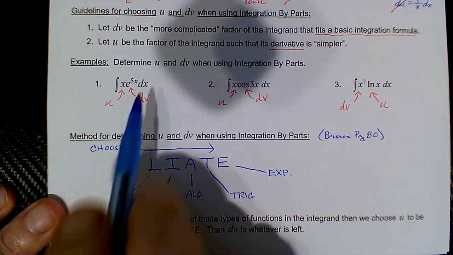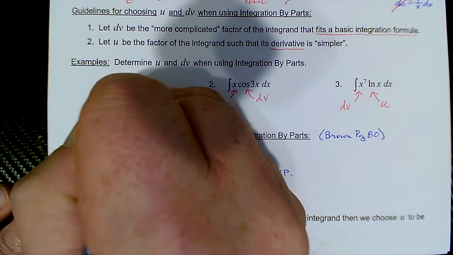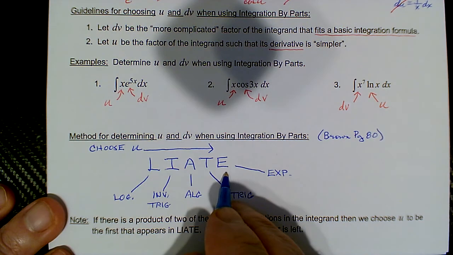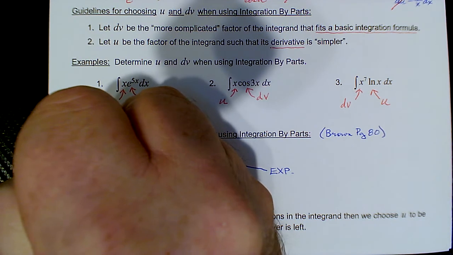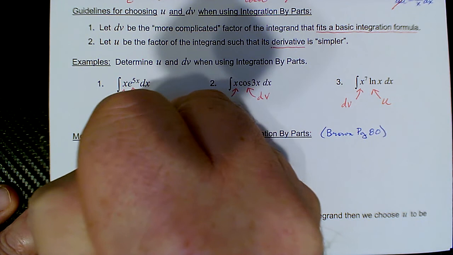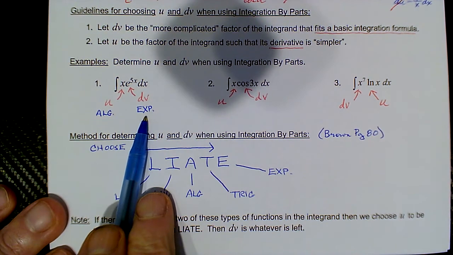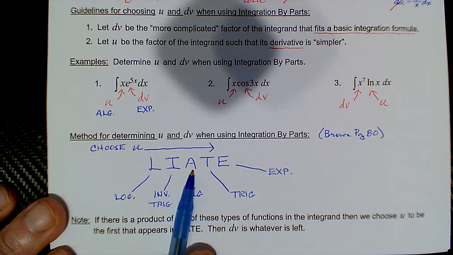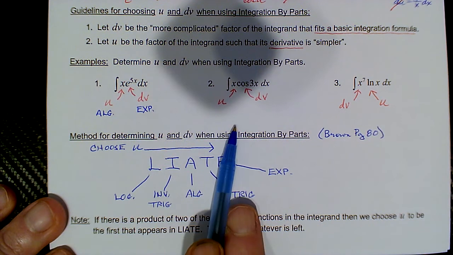That is, if we classify x and e with regards to the five main classes of functions here, x is considered to be algebraic, and the exponential e, well, is exponential. And according to LIATE, then, it tells us to choose u to be the algebraic, which is consistent with our choice using the guidelines.